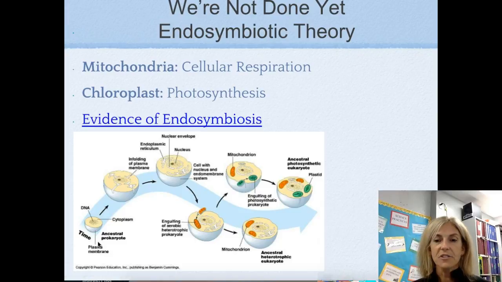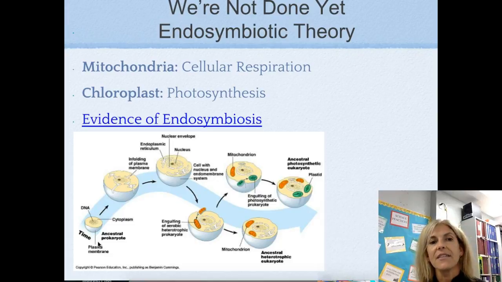Now, how did these structures come to be? Nobody was here, so we don't really know. But the best explanation that scientists have currently is the endosymbiotic theory. So we're going to take two structures in particular, the mitochondria and the chloroplast, and explain how they most likely came to be inside of a cell.